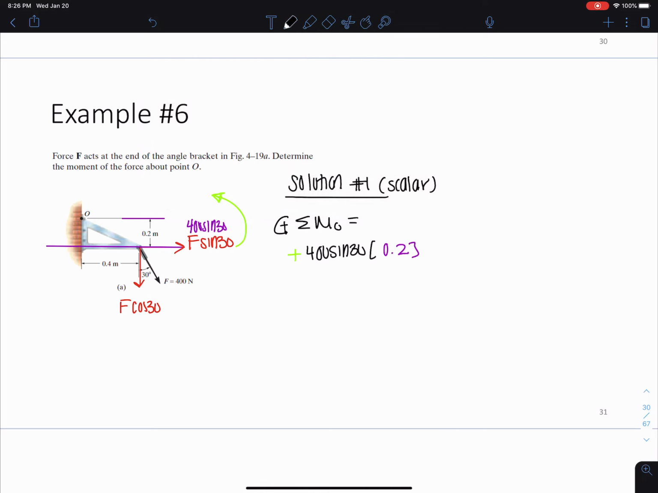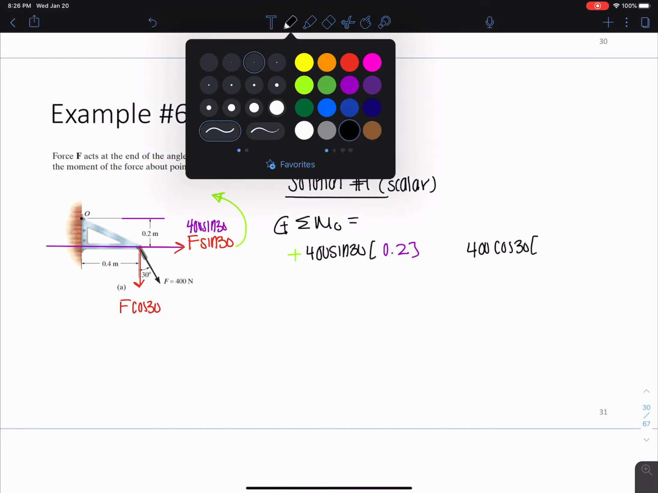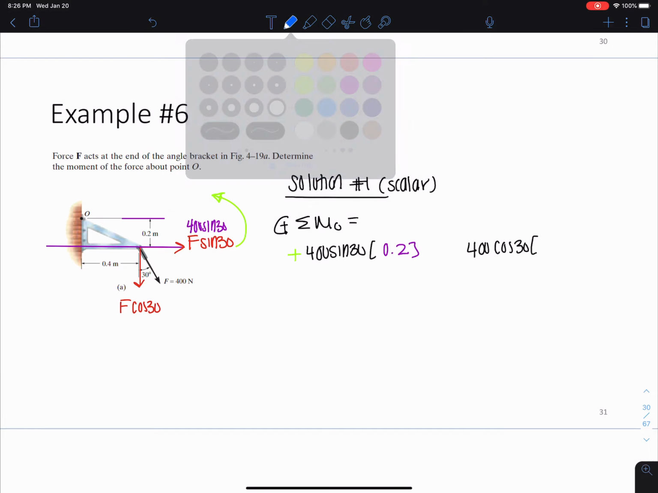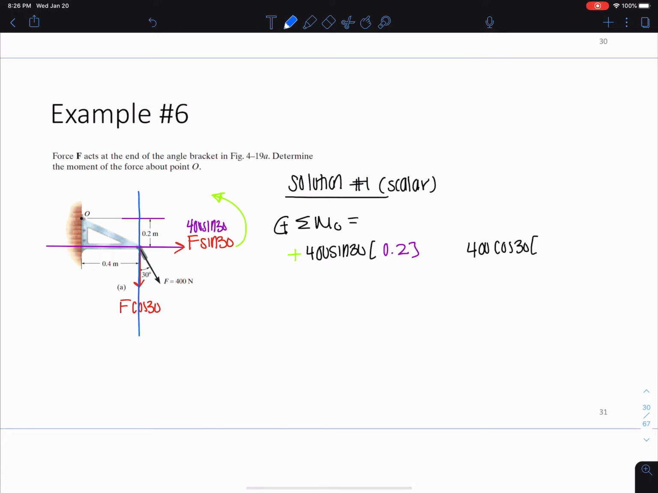Now the next step is the F cosine 30. So I have 400 cos 30. The moment arm there is going to be the distance from the line of action of F to point O, which is this 0.4.